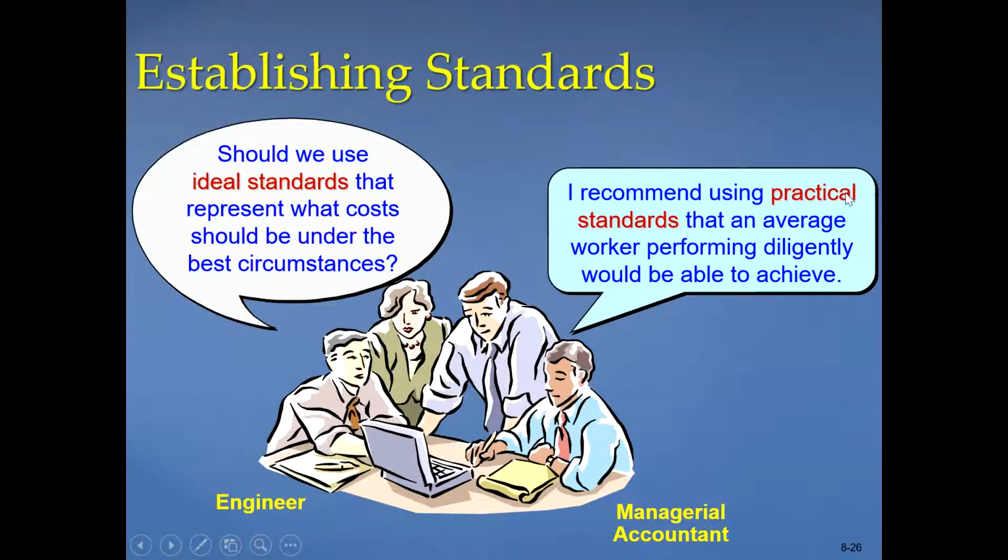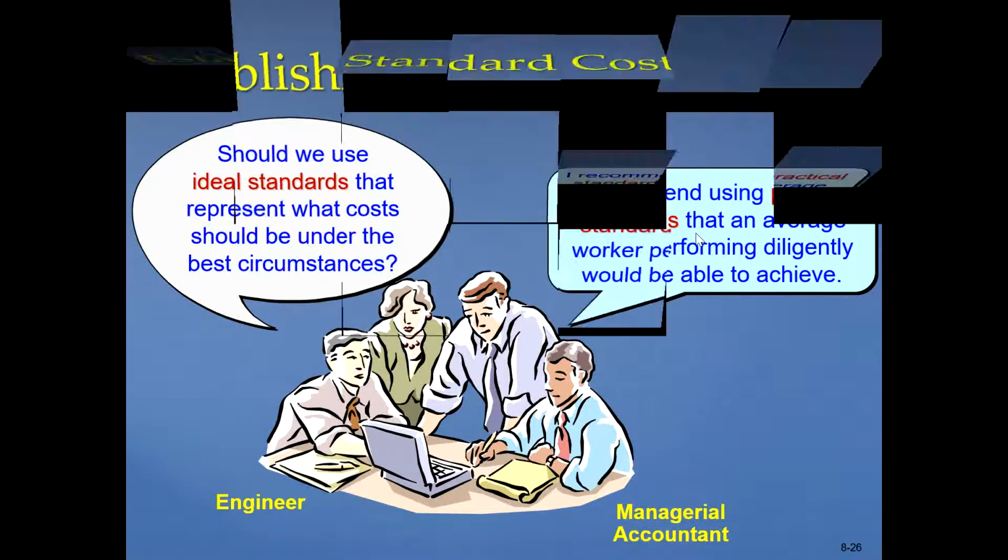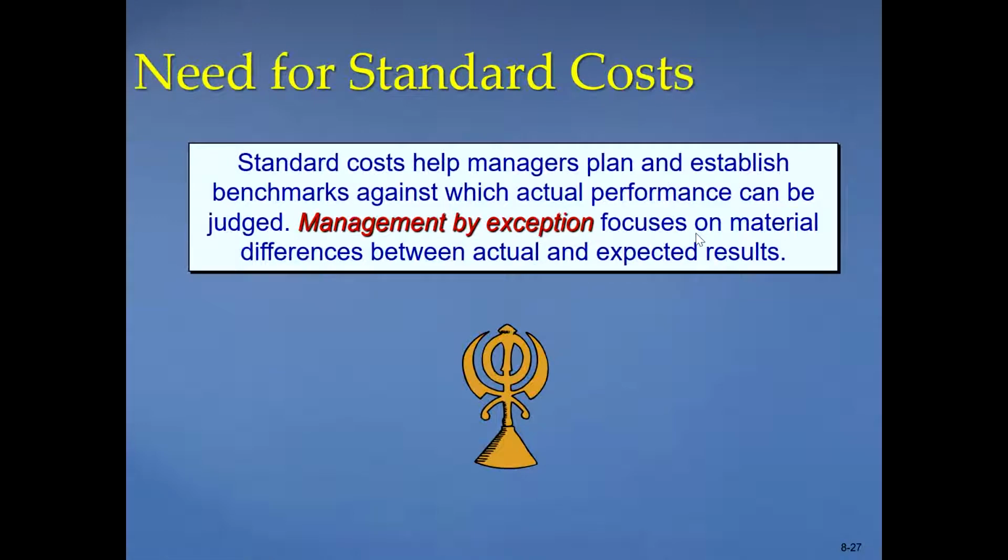accountant may say, okay, we can set some practical standards, right? That an average worker can perform those standards, and if they perform diligently, meaning honestly, those standards would be achieved. So standards can be ideal or practical, right? Now why do we need to have standards? Basically it helps managers plan and establish the benchmarks against which actual performance can be judged. This is what we call management by exception.